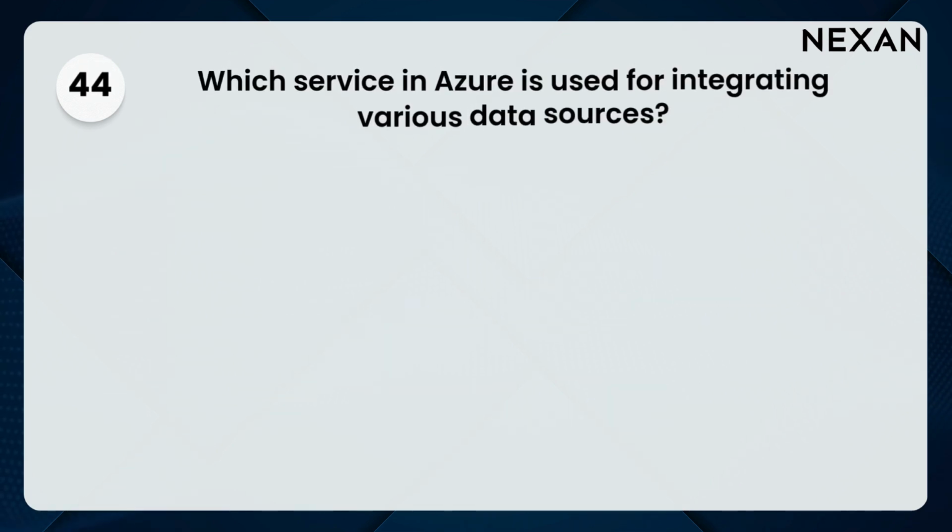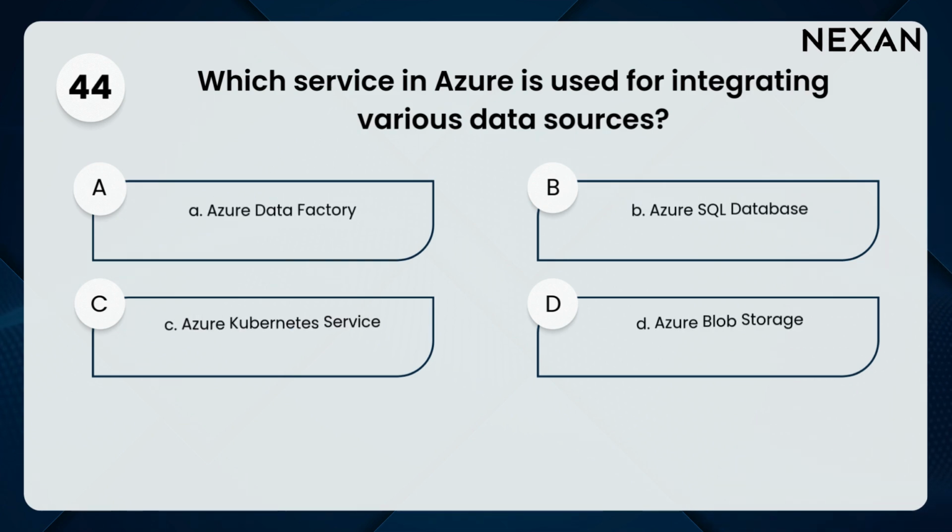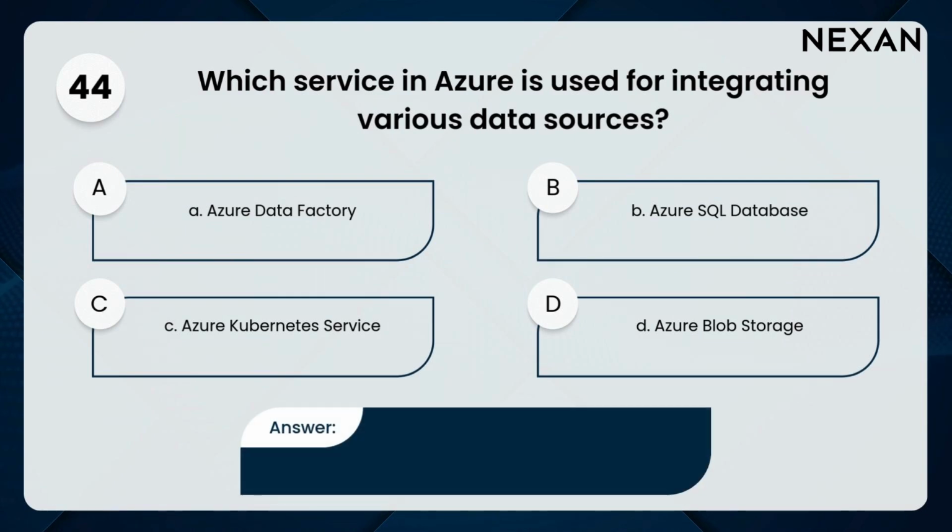44. Which service in Azure is used for integrating various data sources? A. Azure Data Factory, B. Azure SQL Database, C. Azure Kubernetes Service, D. Azure Blob Storage. Answer: A. Azure Data Factory.